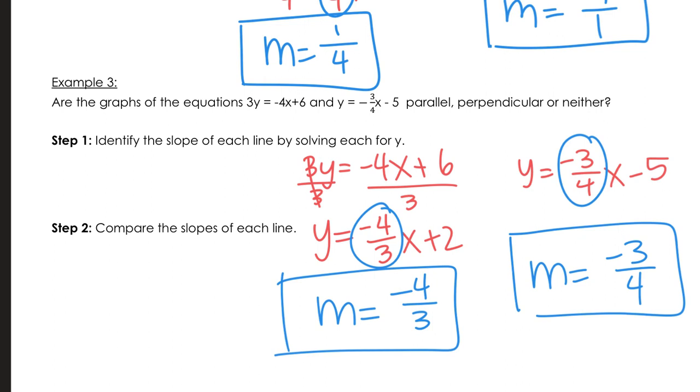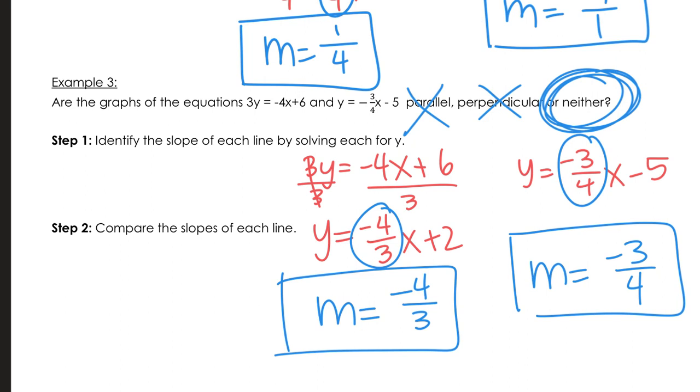So it might be perpendicular. But in order to be perpendicular, one would have to be positive and one would have to be negative. Both of these slopes are negative, so it is not perpendicular. The slopes are not the exact same, so it's not parallel. So these are neither parallel nor perpendicular.